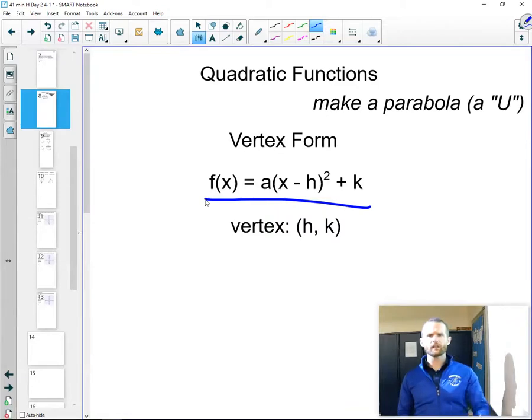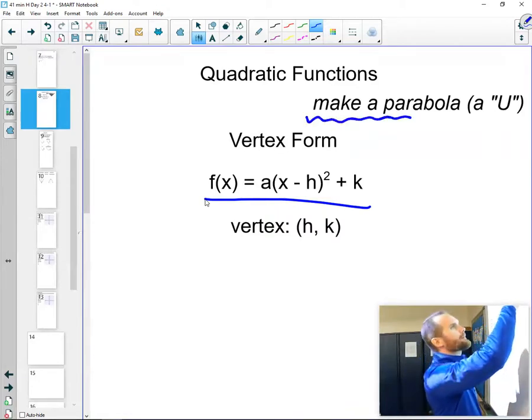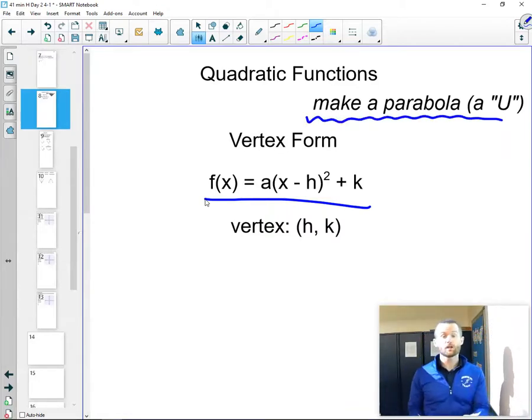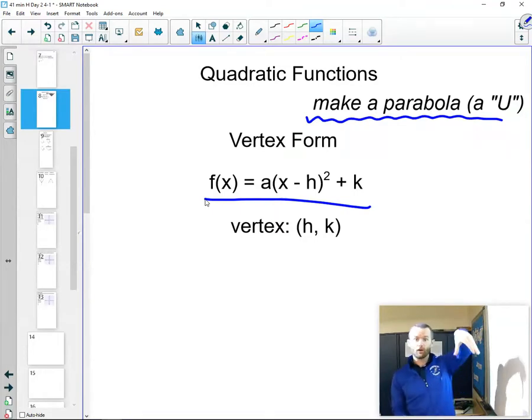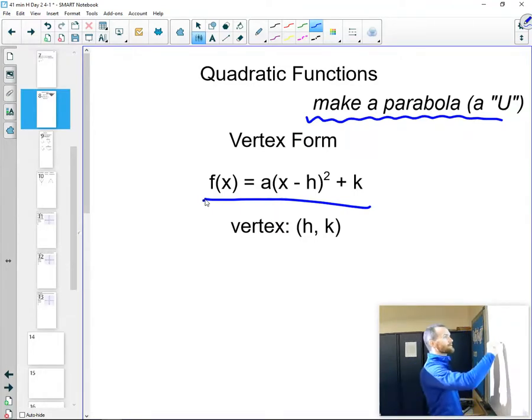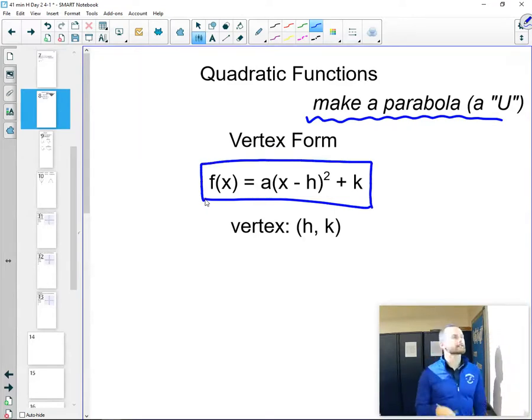So let's take a look. Quadratic functions, one thing you need to know, they make a parabola, they make a U. Could be a right side up U or an upside down U, depending on the function we're given. And vertex form is f of x equals a times x minus h squared plus k.